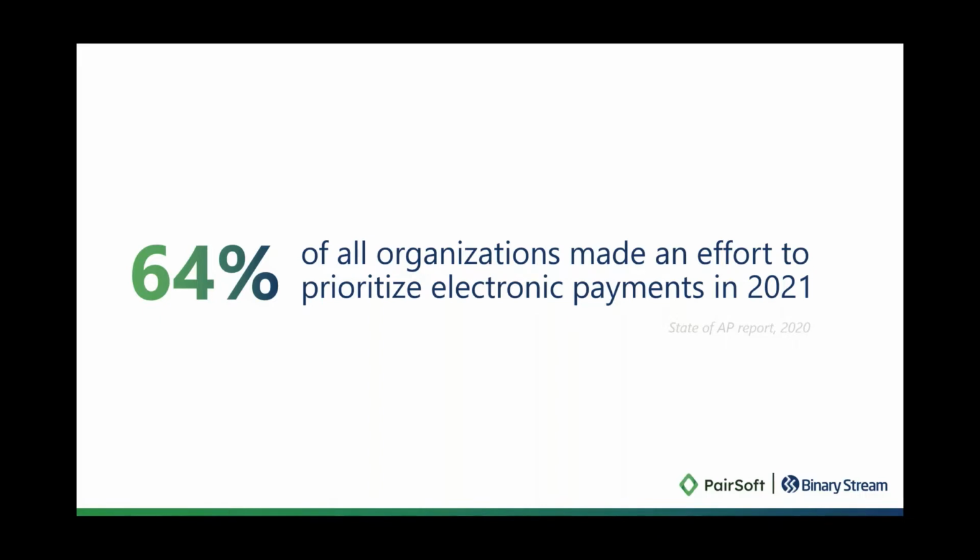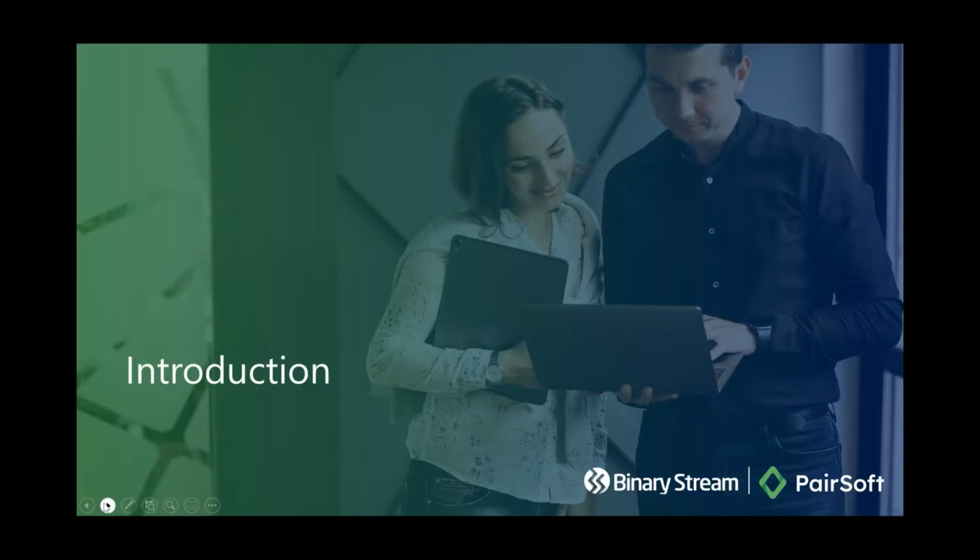And a lot of companies did not have a system in place, and many of them are still trying to make the decision. So we find that it's really helpful to come together as two companies, here in our example, PairSoft and Binary Stream, and share all the experience and background info that we have to help you make a better decision about your AP automation.